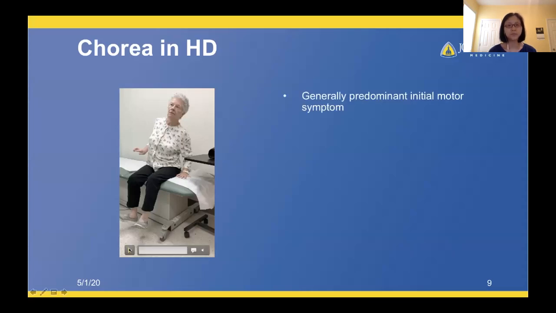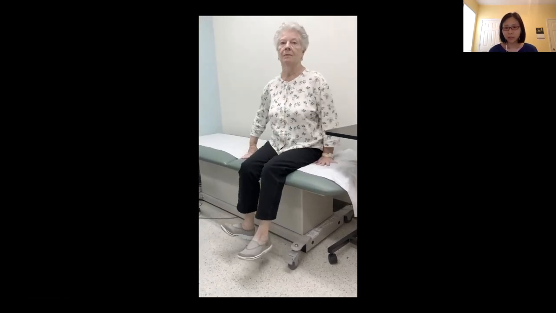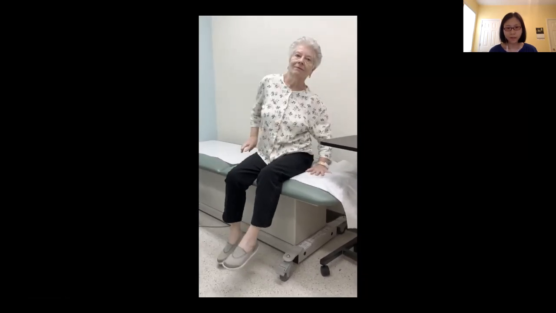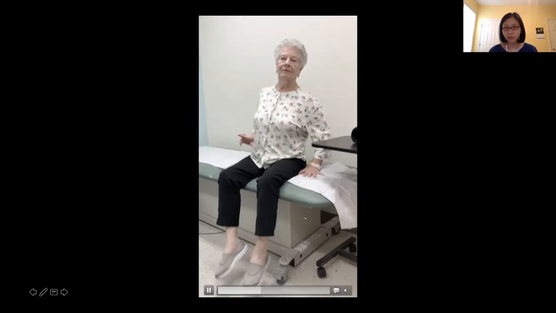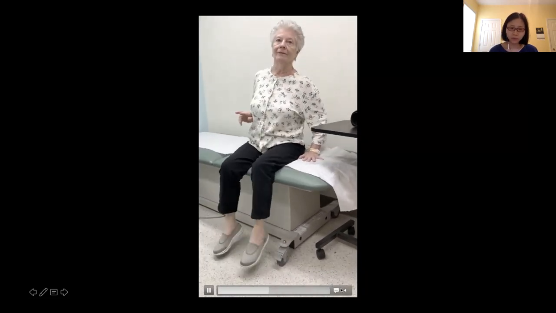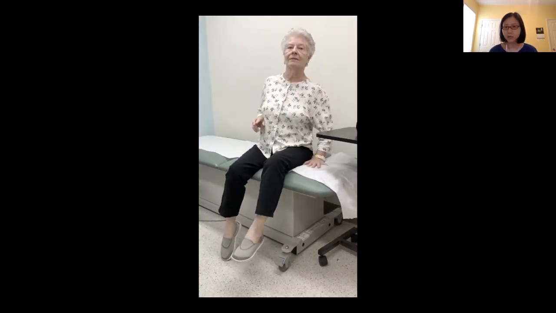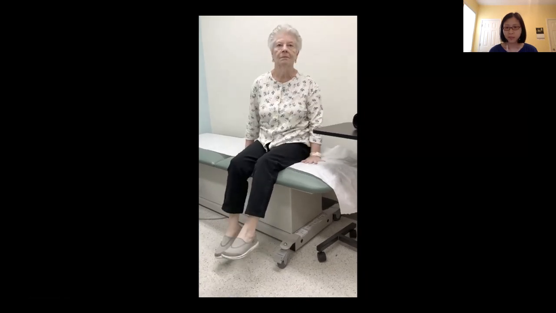So let me see if I can, well, I was going to play and tell you about it. I'm just going to play it one more time and maybe just talk through it. So again, chorea is the generally most predominant initial motor symptom. And you can see the athetoid movements of usually fingers and toes initially, but then they progress to involve proximal areas as well. And it's present in over 90% of people affected by HD.